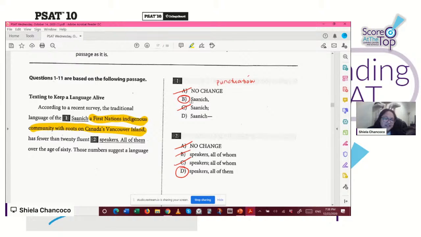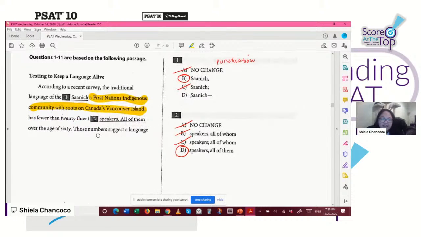You can't just say that. If you're saying, how would I say this? Sandra, comma, the cheerleader captain of the squad, comma, is going. You see how you're explaining who Sandra is. This one, Saanich, is being explained as the First Nation in Canada, has fewer than 20 fluent speakers.